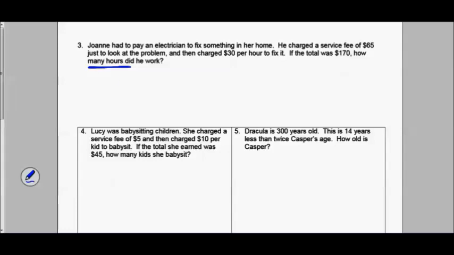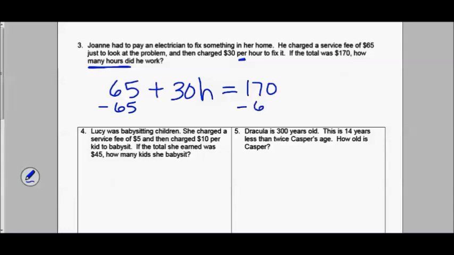So what we're going to do is set up an equation, right? So he charged $65 plus he also charged $30 per hour. Per means to multiply, so we're going to do 30 times H. And then the total was 170. So we're going to set it equal to 170. Now we have a two-step equation that we can use to solve for how many hours he actually did work. So we're going to subtract 65 from both sides. And we get 30H is equal to 105.